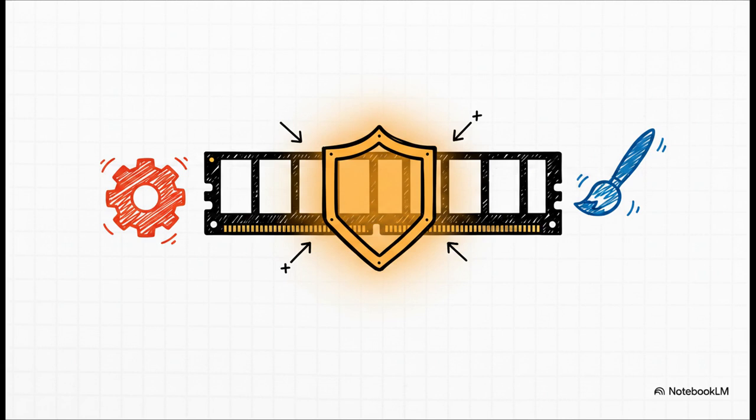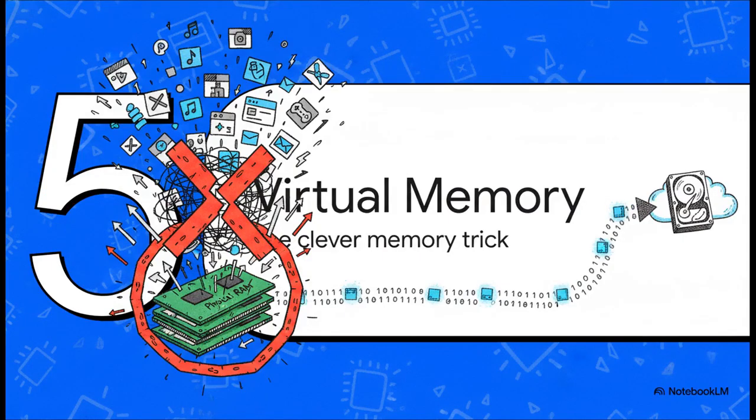But the absolute most critical function here is memory protection. The OS strictly stops competing applications from trying to use the exact same memory locations at the same time. If it didn't do this, one app overwriting another's data would result in a total system crash. Which brings us to part 5, the virtual memory illusion.